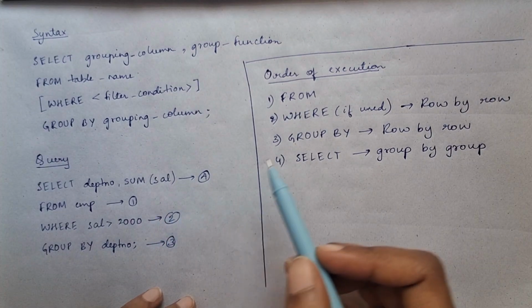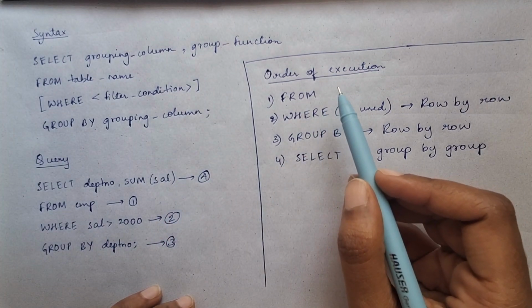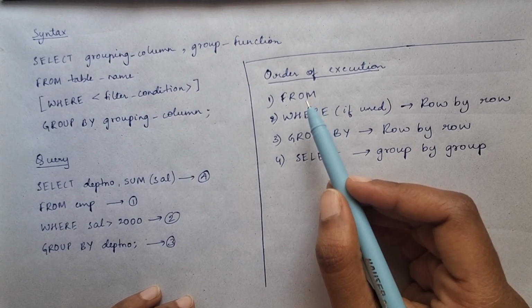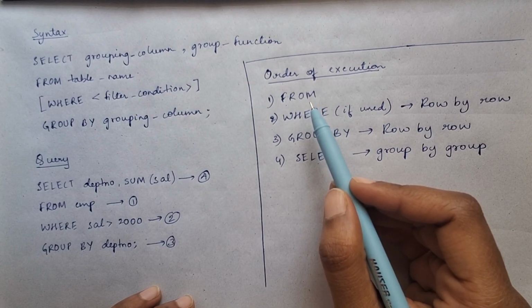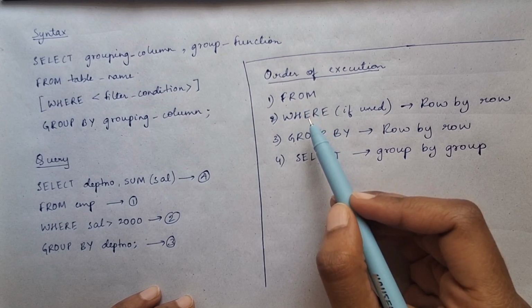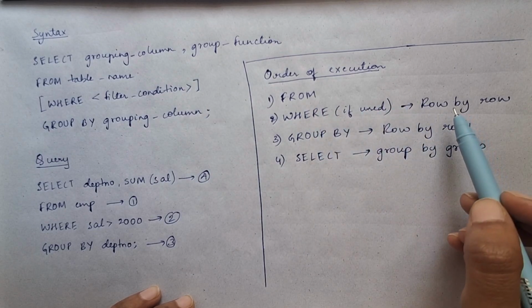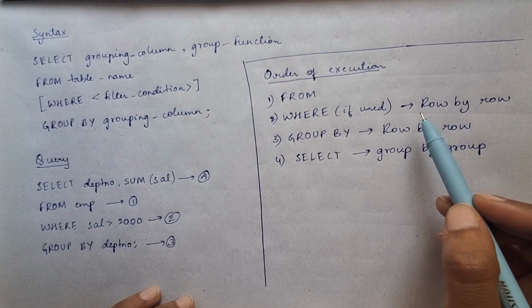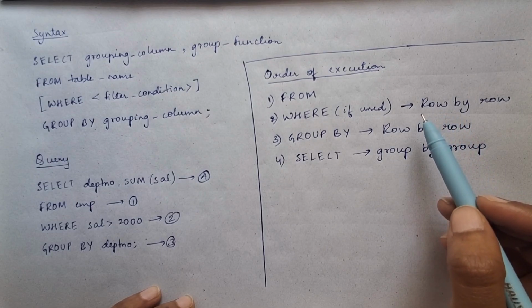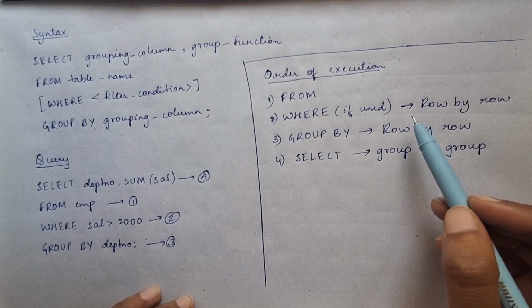Now we will see the order of execution. First, SQL executes from clause. That means SQL brings the entire table first. Next, where clause will be executed. It executes row by row. Each row is checked against a condition. If a row satisfies the condition, it is kept. Otherwise, it is removed. And guys, where does not know anything about groups.